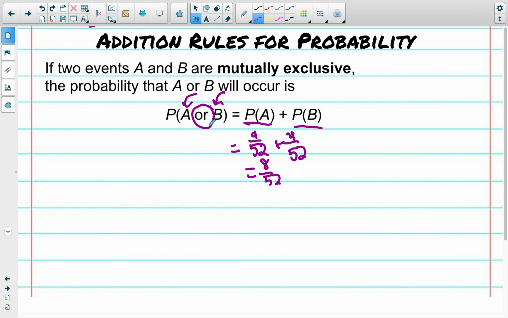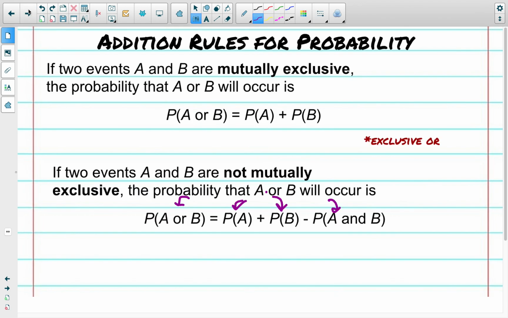Sometimes in the English language, when we say or, like, I need to get an A or a B in order to pass this class, we mean that either one's fine, both are great. But in the math world, an exclusive or means it has to be one or the other, not both. So if they're mutually exclusive, you just add their probabilities together.